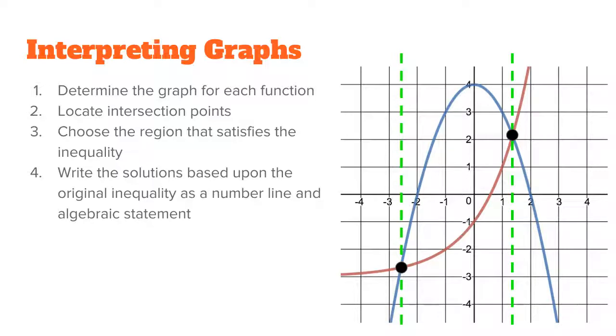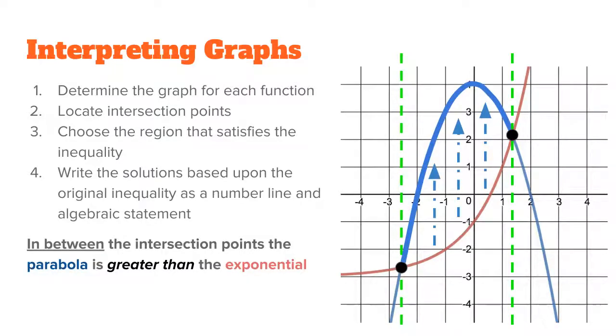Now we locate the intersection points. And so what I've done here is put in this green dashed line to help us visualize this region of this intersection point. And our job is to determine within which region is it that actually satisfies that inequality that we're given. So we have a region outside of this first intersection point, we have a region inside these two intersection points, and then you have a region on the outside to the right. And so based upon the original inequality, we will look at that to determine which region we're looking for.